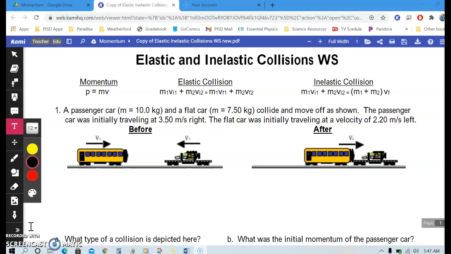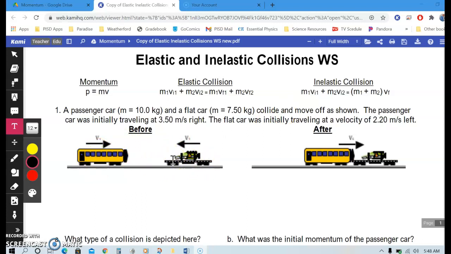This is the elastic and inelastic collisions worksheet, and we're talking about collisions. We talked in our notes that whether you have an elastic collision or an inelastic collision, you will always have the same amount of momentum before and after. In this case, we have a passenger car on a train and a flat car, which is usually used to haul freight, and they're colliding. This one's going this direction, this one's going that direction.